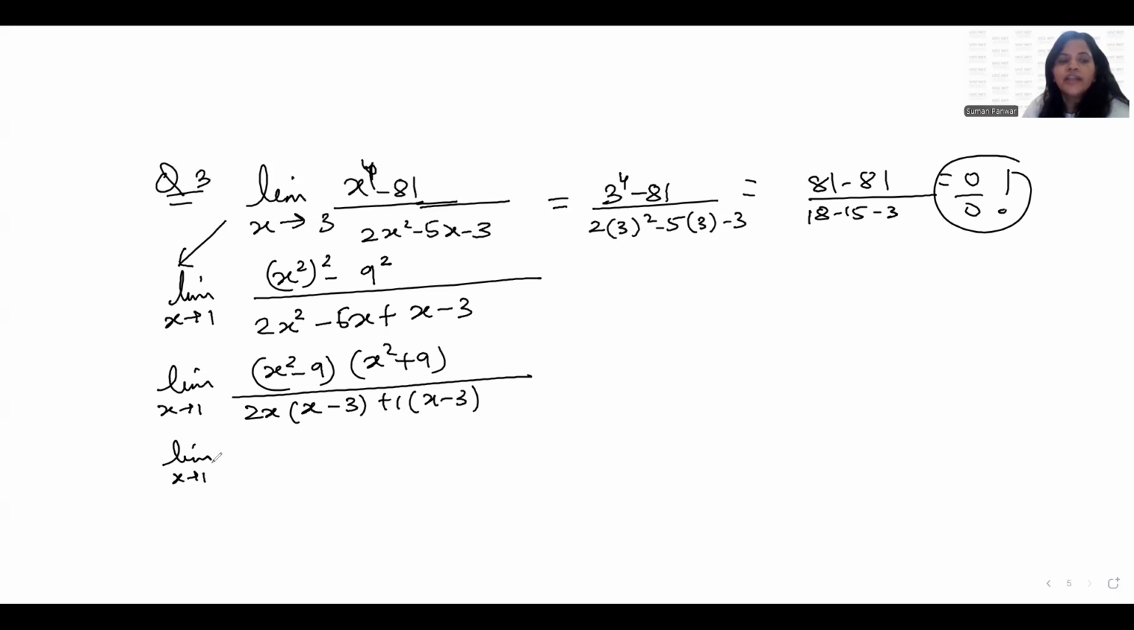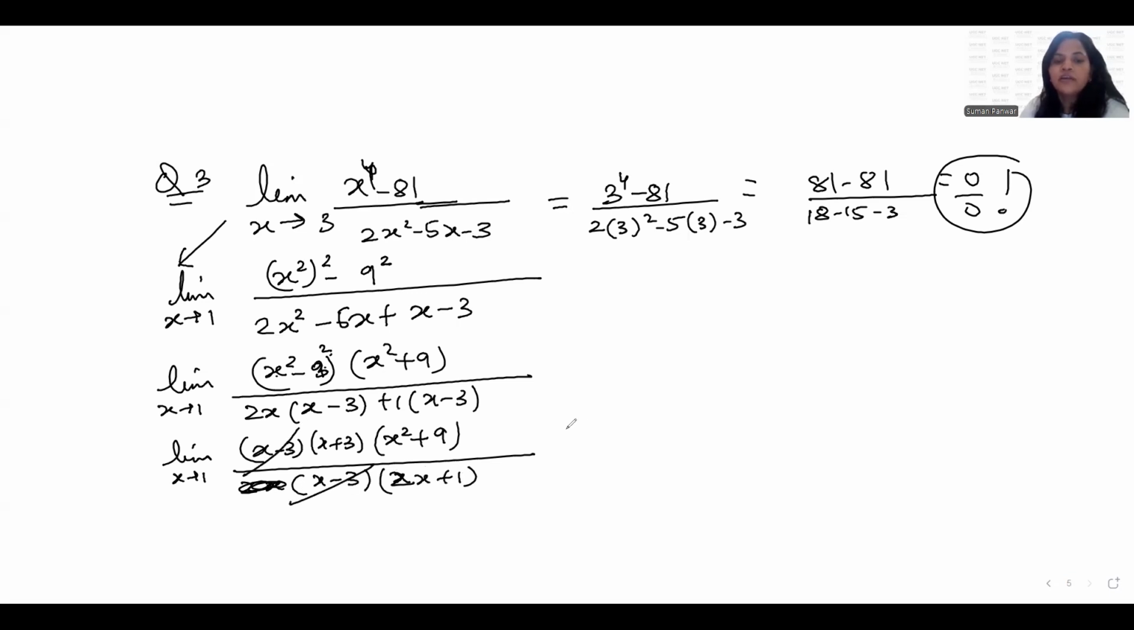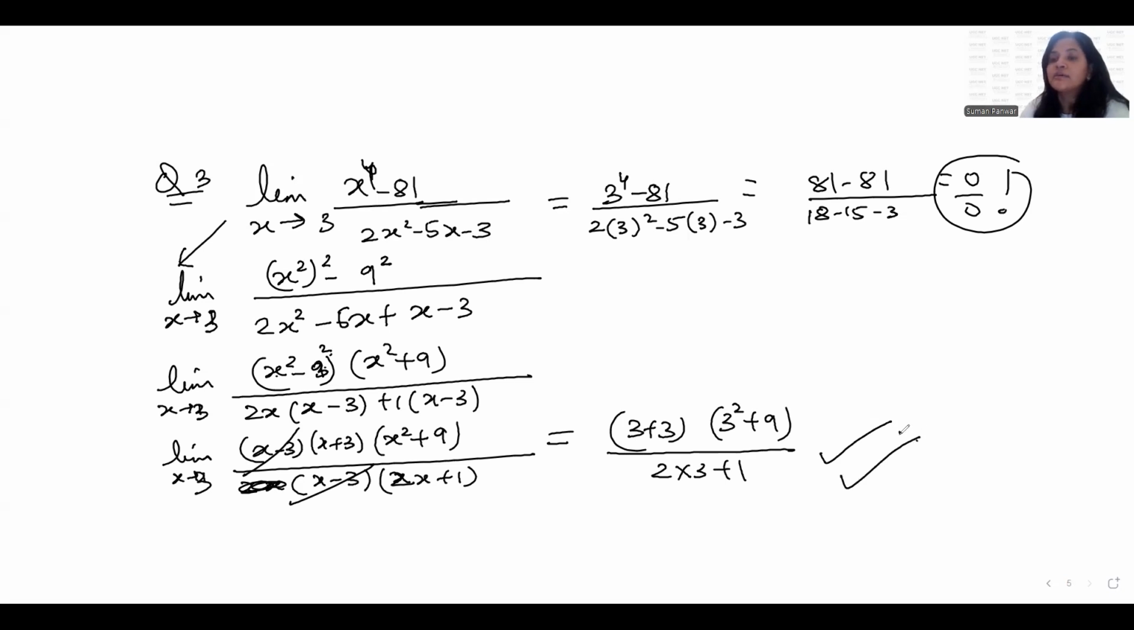Again, in the numerator, I can write this 9 as 3 square. So a square minus b square is a minus b, a plus b. Okay, so 2x, x minus 3. So I can factorize this. Now cancel the common factor. Now put the value. So the value is actually 3, not 1. So it is 3 plus 3, 3 square plus 9 divided by 2 times 3 plus 1. And that is how you're going to get your answer.